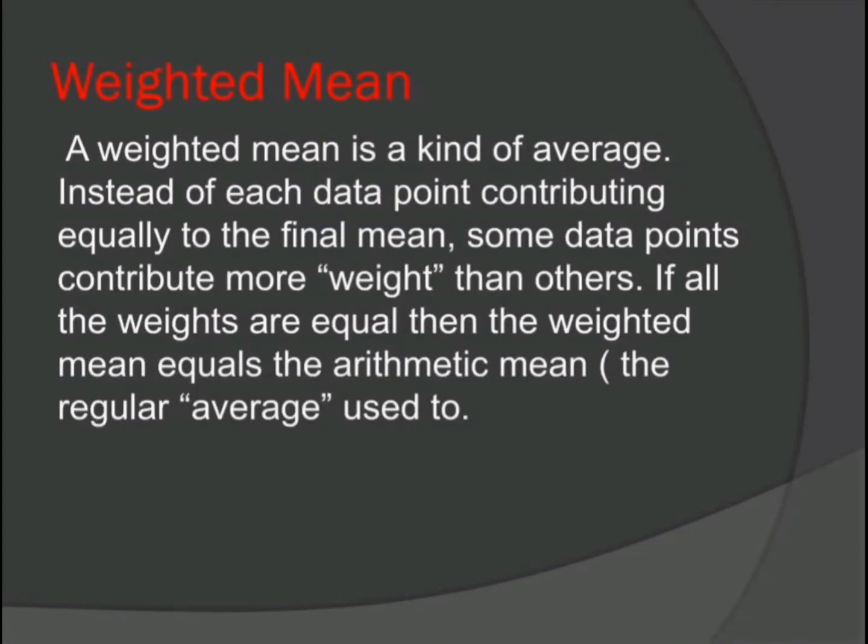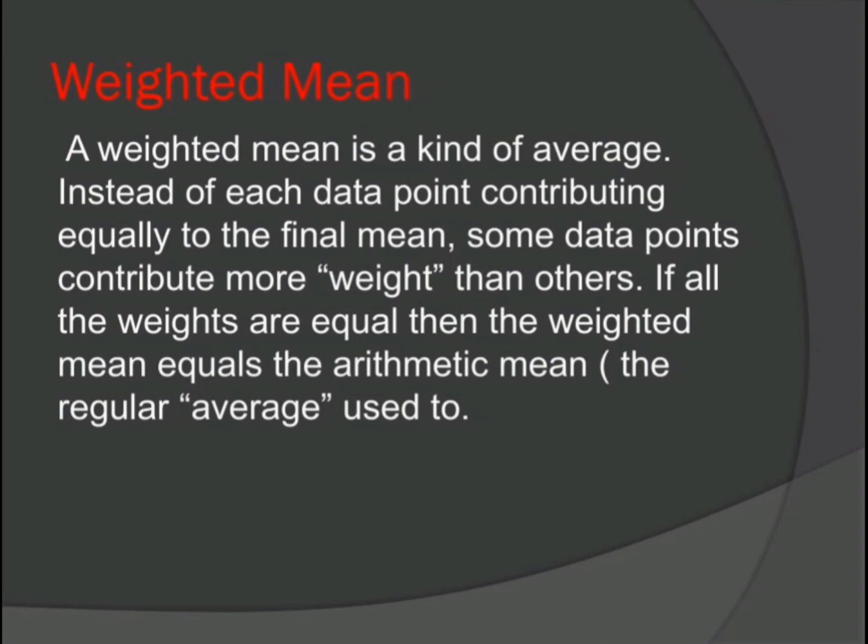The last one is the weighted mean. A weighted mean is a kind of average. Instead of each data point contributing equally to the final mean, some data points contribute more weight than others. If all the weights are equal, then the weighted mean equals the arithmetic mean, or the regular average we are used to. It is also the mean of the numbers from x sub 1 to x sub n with their respective assigned weights.